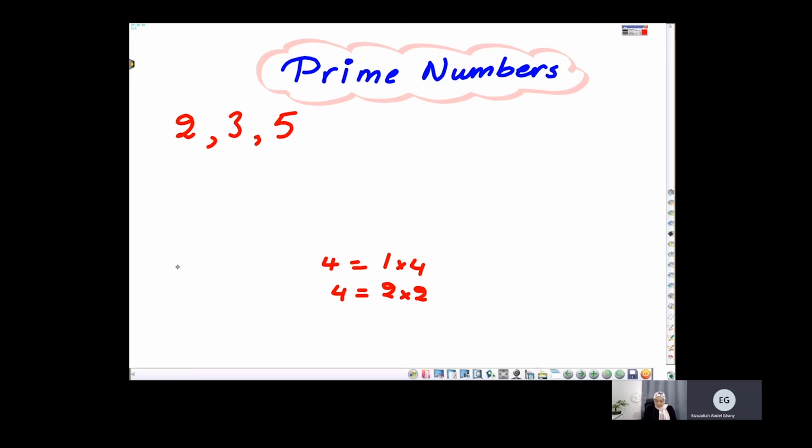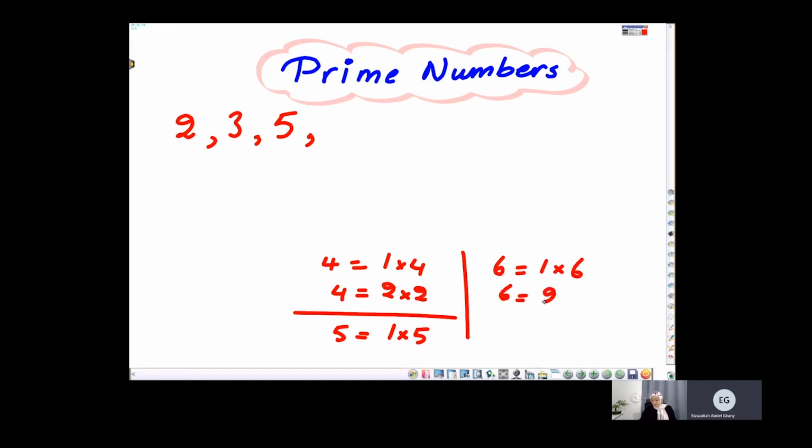Because how can you get this 5? It's only by multiplying 1 by itself. What about the 6? No, 6 is not prime. Because you can get it if you multiply 1 by 6, and you can get it if you multiply 2 by 3. So it has how many factors? It has 4 factors: 1, 2, 3, and 6. So 6 is not prime.